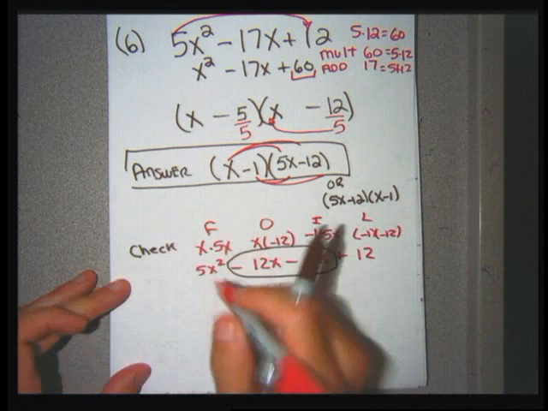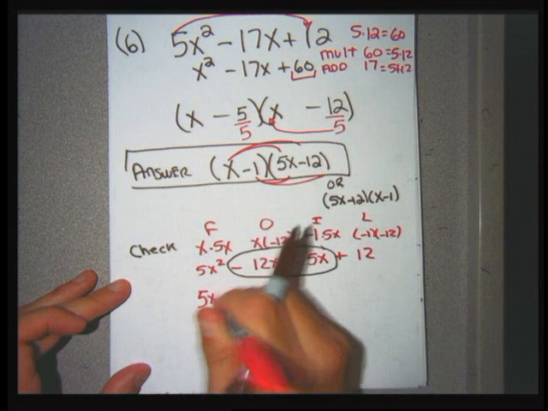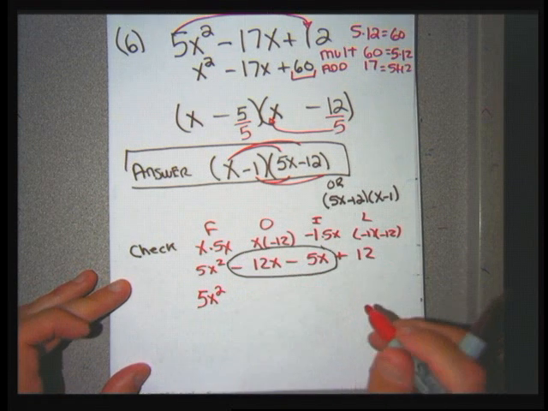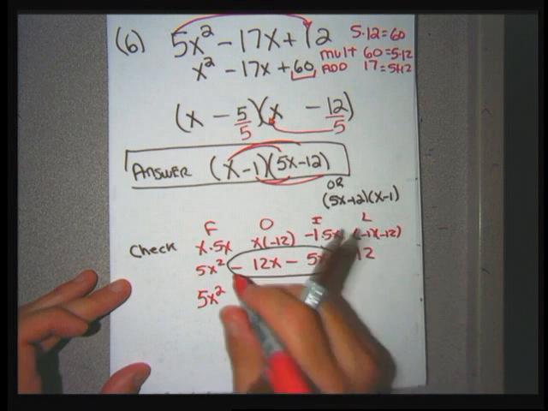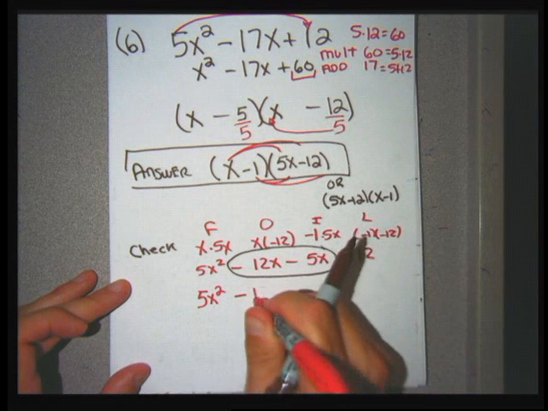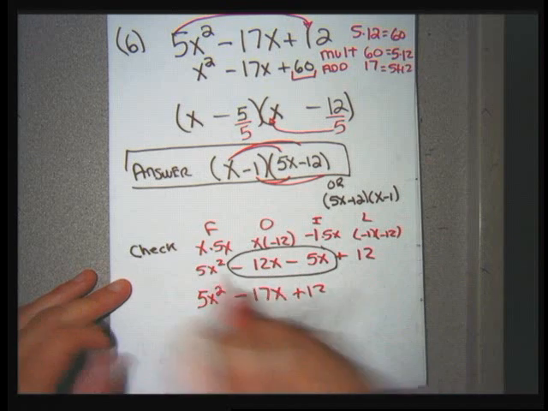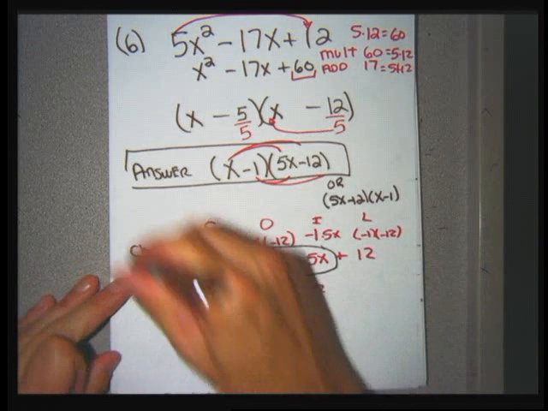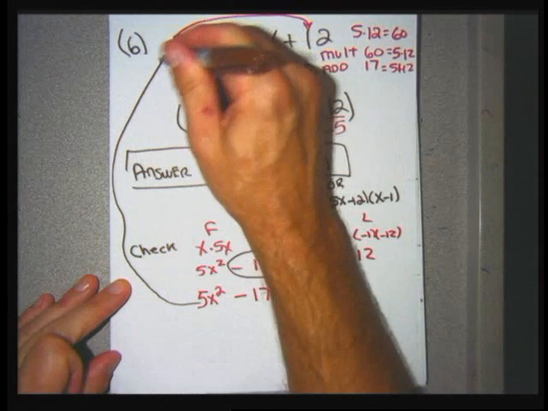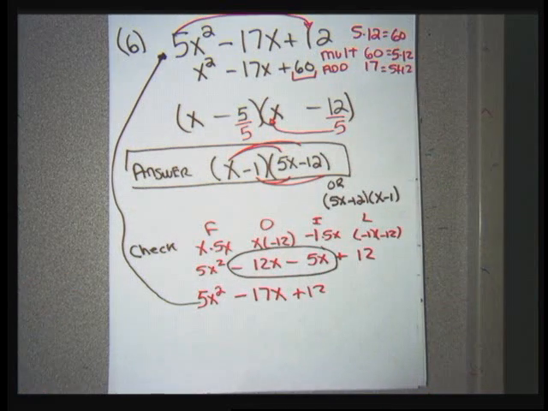So for my FOILing, I'm going to bring the 5x squared down. It can't be combined with the terms that have the x without an exponent. The 12 and the 5 are going to be added and be left negative. I'll get a negative 17x, and I bring down the plus 12. If I look at this line compared to the original problem, it's exactly the same, so my answer is correct. So I'm done with this problem.